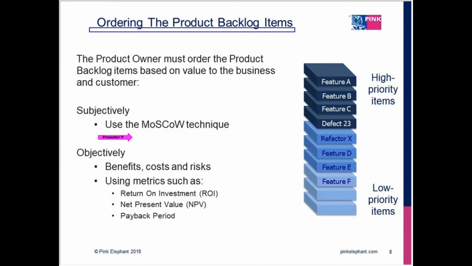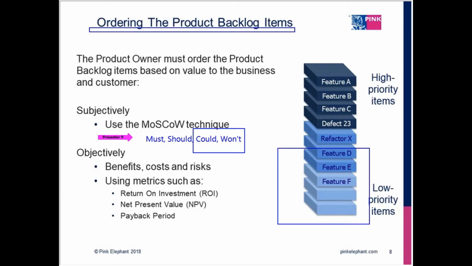And the MoSCoW technique is break things up into must have, should have, could have, and won't have at this time. So this is where we get the formations. When we get the coulds and the won't have at this time, these are things which may fall off of the release backlog because they're not high enough priority for the current project. So anyway, it's a quick subjective way to get things organized.